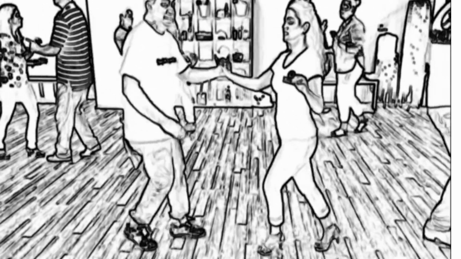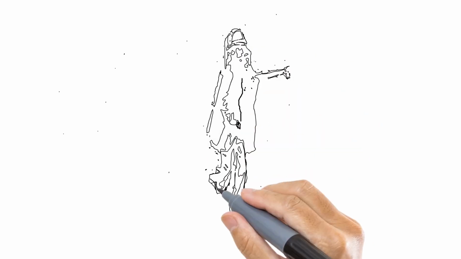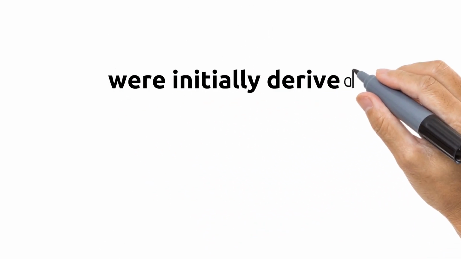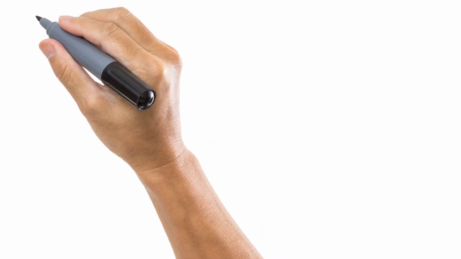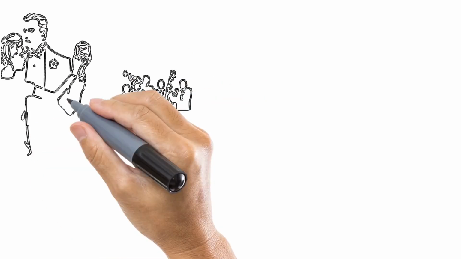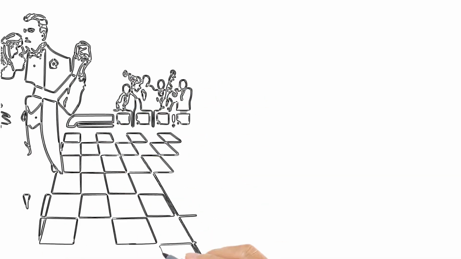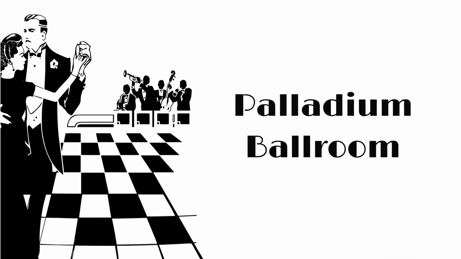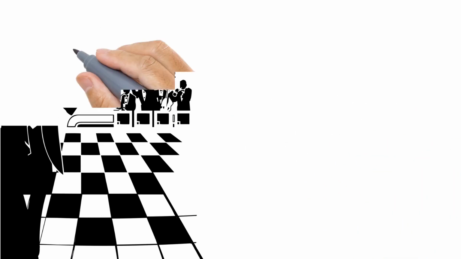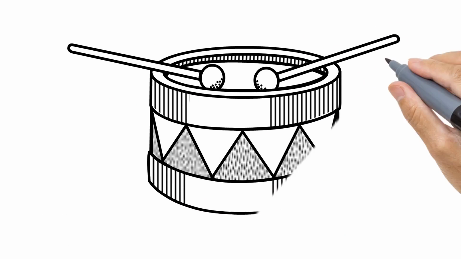For example, the stepping sequence that we use today comes directly from the dance of the Cuban son. In fact, most major styles of salsa dancing out there were initially derived in some way from the dance of the Cuban son. Modern salsa dancing in the United States is an updated version of the Mambo dancing style that was popular in places like New York City's Palladium Ballroom back in the 1940s and the 1950s, but that style was also initially based on, drumroll please, the dance of the Cuban son.